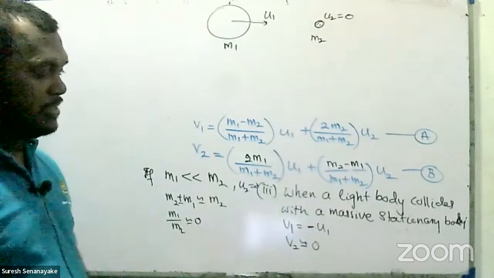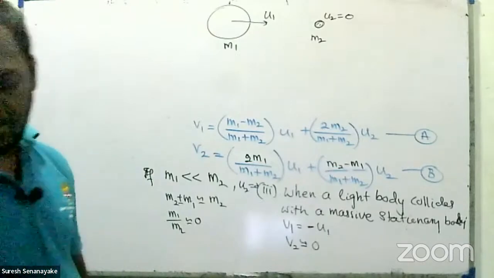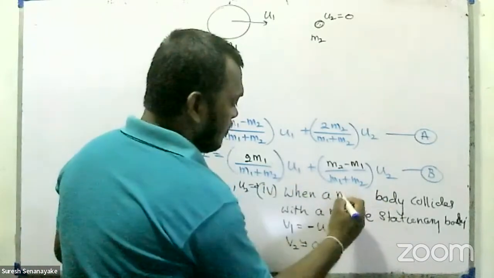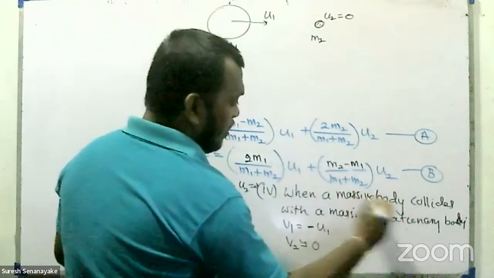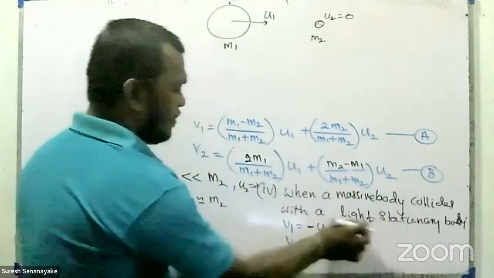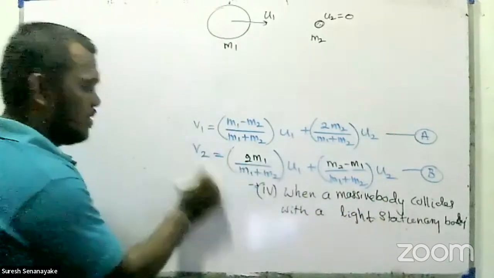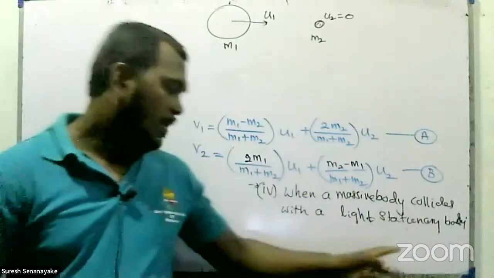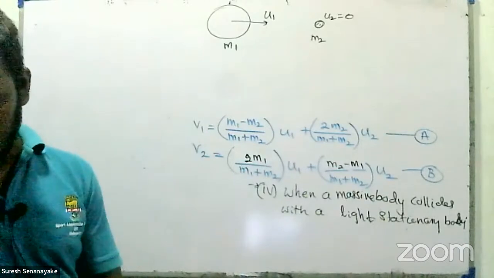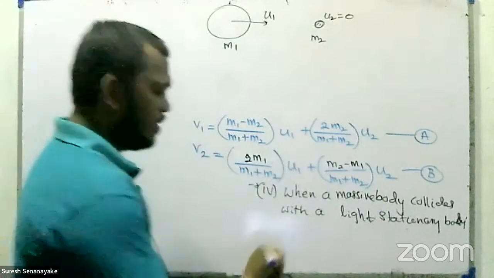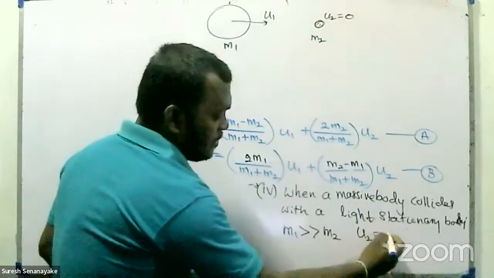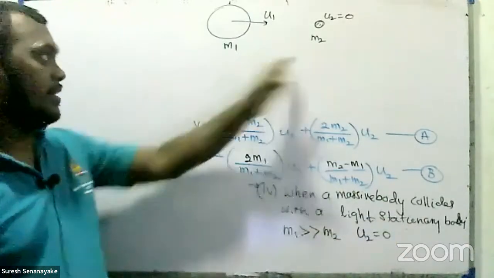The fourth case is when a massive body collides with a light stationary body. Here the condition is that M1 I'm considering as larger than M2, and M2 is 0. We can draw this kind of system.